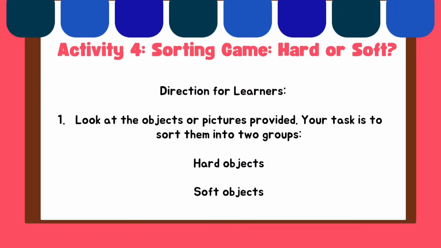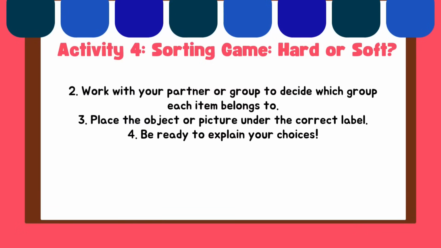For our activity number 4, which is the sorting game, hard or soft, here are the directions for learners. Number 1, look at the objects or pictures provided. Your task is to sort them into 2 groups, the hard objects and the soft objects. Number 2, work with your partner or group to decide which group each item belongs to. Number 3, place the object or picture under the correct label. Then number 4, be ready to explain your choices.